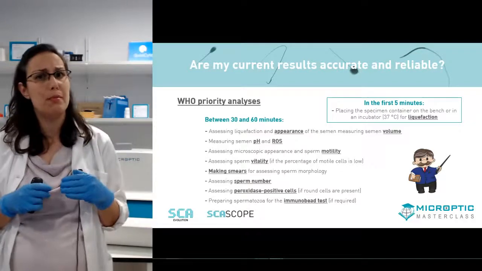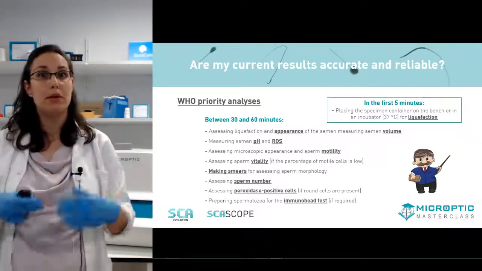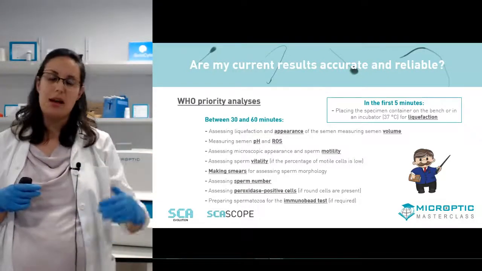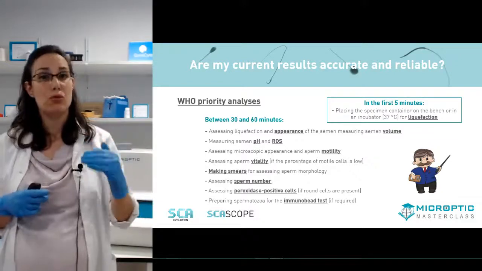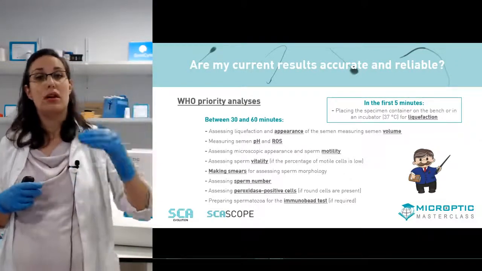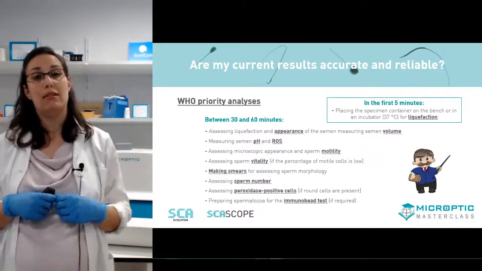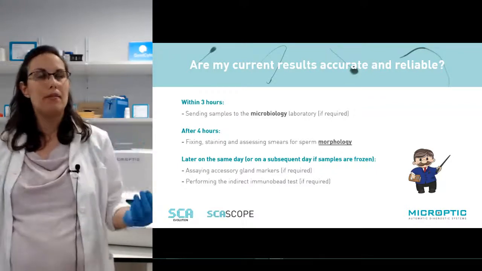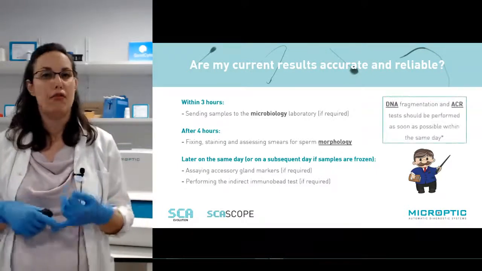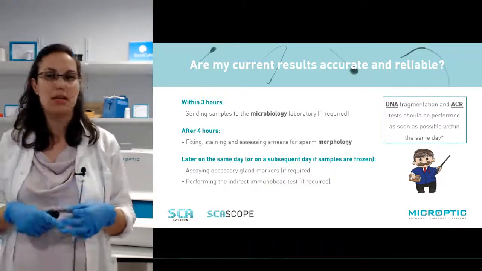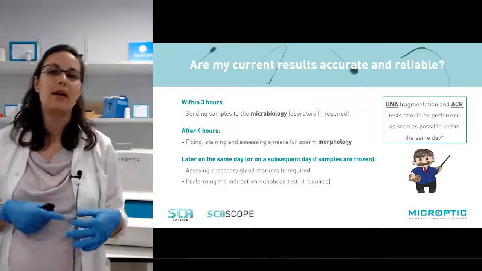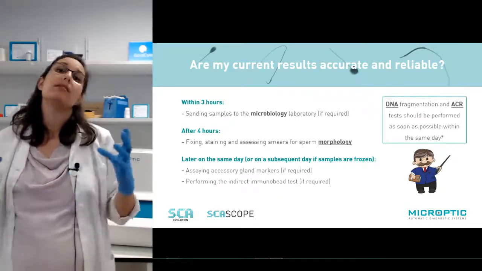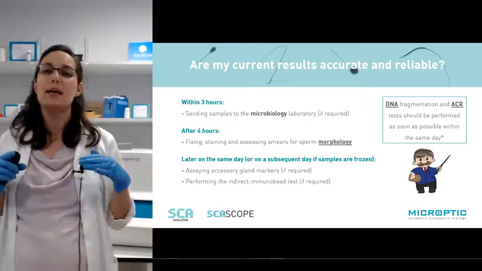This is why it's very important, especially if you're receiving multiple samples at the same time, to prioritize the tests and have the timing clear in order to get realistic results, to not affect the results by the factor of time. Okay? After this first hour, you have enough time for then evaluating the morphology. Okay, do complementary tests, or if you are interested in doing DNA or acrosome reaction, you can also do it as soon as possible, but during the same day. It's not necessary to be done immediately.